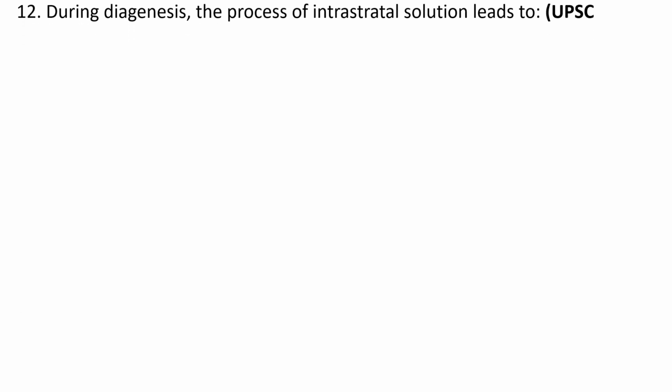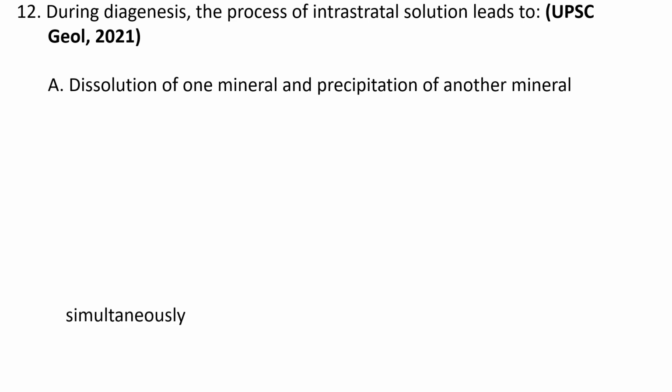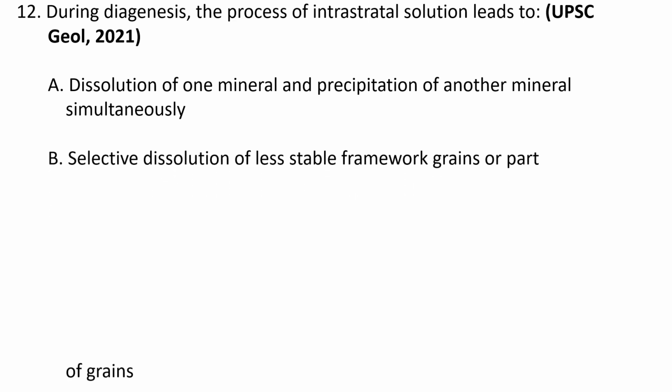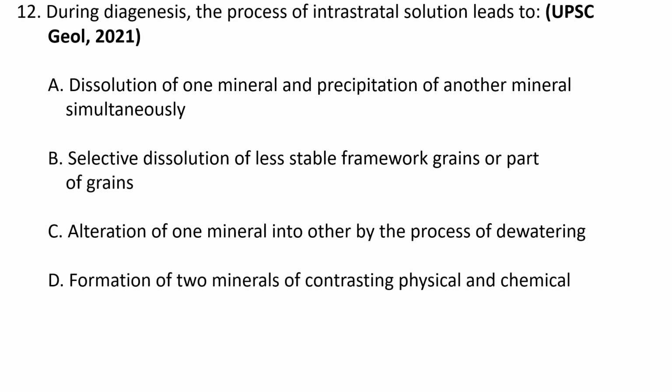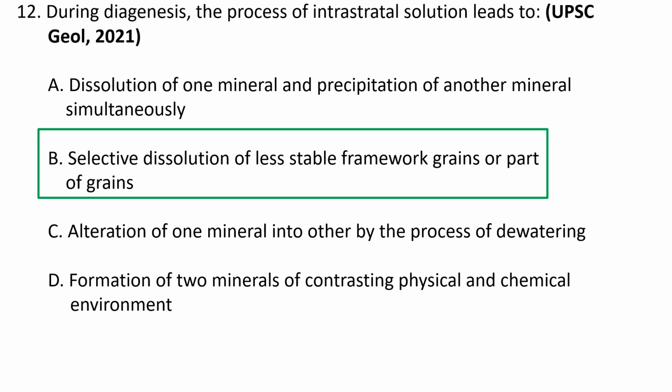Packstone. Coming to the 12th question, during diagenesis, the process of intrastratal solution leads to A. Dissolution of one mineral and precipitation of another mineral simultaneously, B. Selective dissolution of less stable framework grains or part of grains, C. Alteration of one mineral into another by the process of dewatering, and D. Formation of two minerals of contrasting physical and chemical environment. So the correct answer is B. Selective dissolution of less stable framework grains or part of the grains.